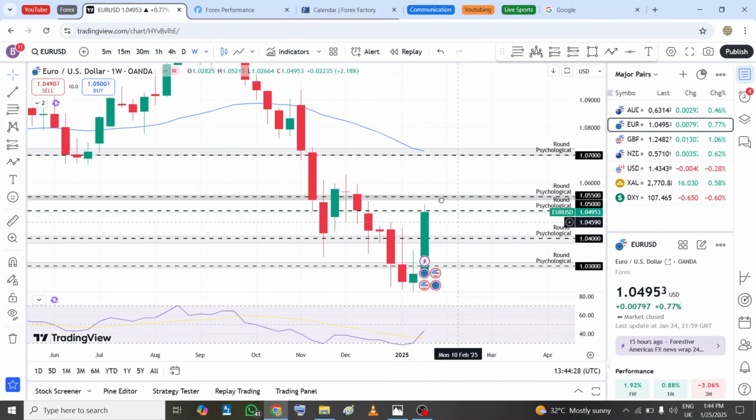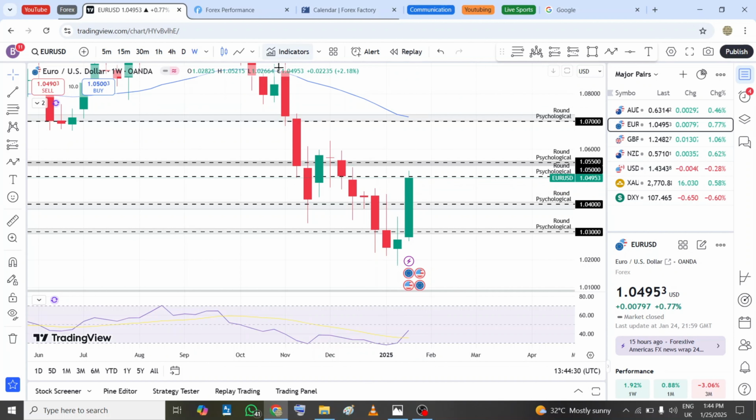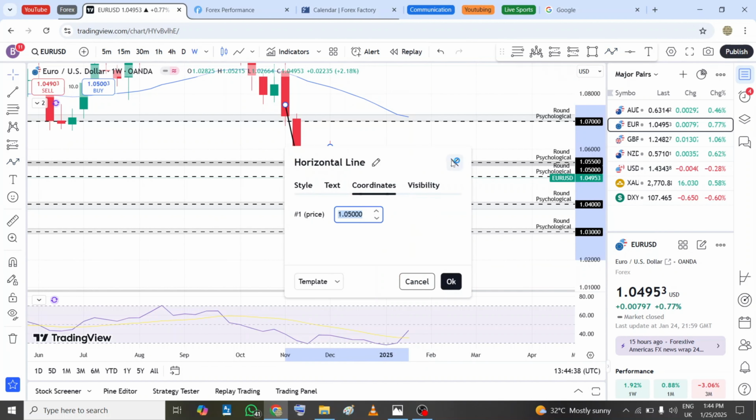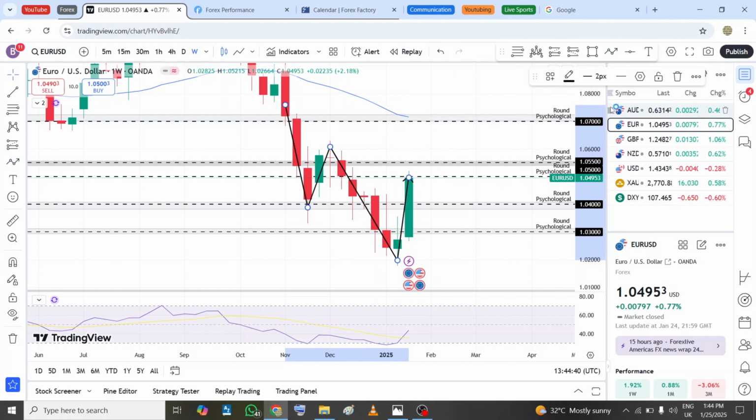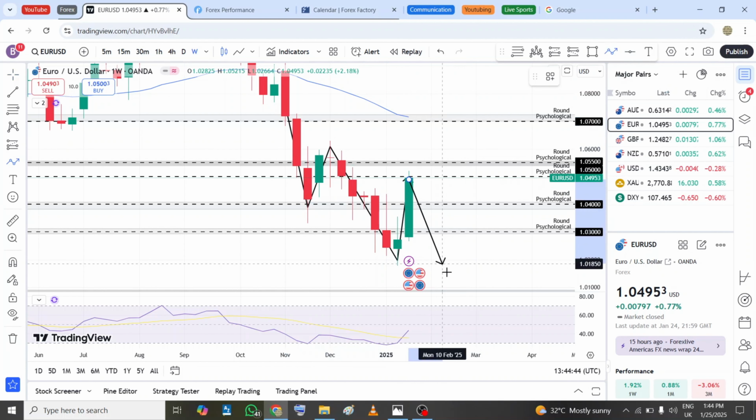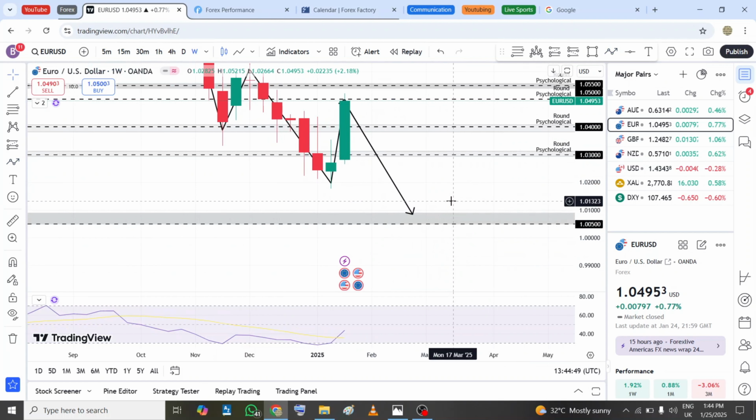So looking at the weekly chart, there's been no break of structure to the top side, just a huge engulfing candle. Okay, so it could be that price will decide to return from this point and continue going down. It's possible because trading is all about possibilities.